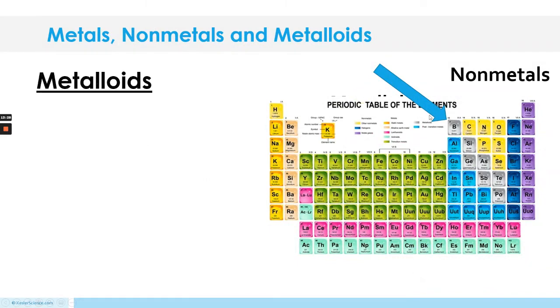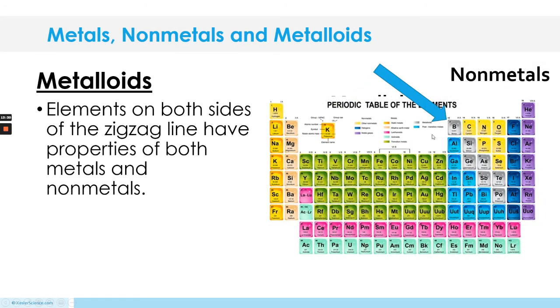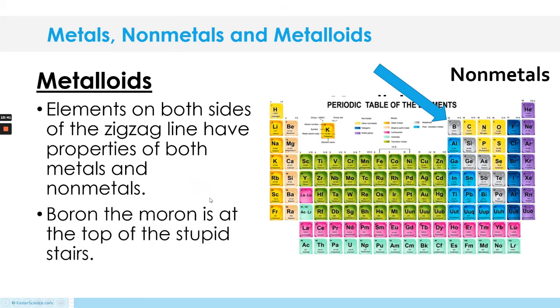Okay, so metalloids. Metalloids are on the zigzag. They're marked in gray over here, or in silver. They're elements on both sides of the zigzag line that have properties of both metals and nonmetals. Boron is at the top of the stairs, so it starts at boron and it kind of squiggles down.